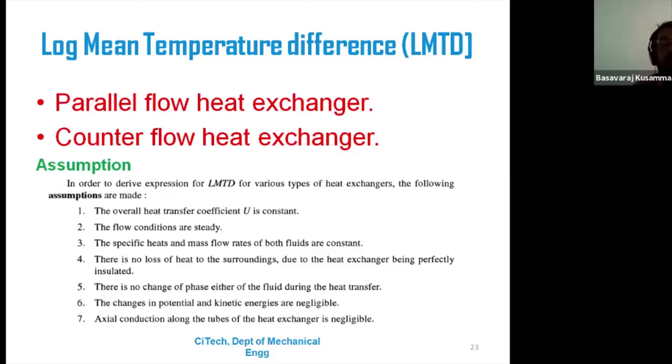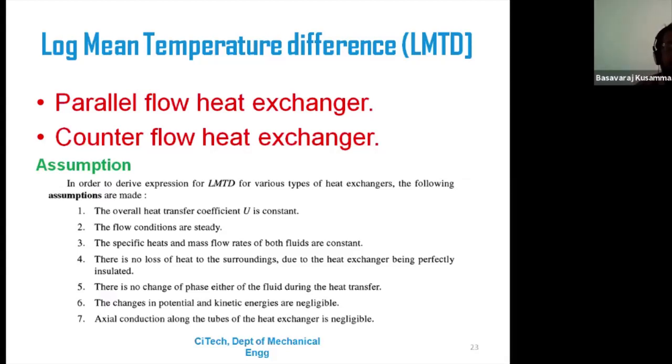So people, depending upon the marks, sometimes they ask what are the assumptions made before deriving the log mean temperature difference for the parallel and counter flow heat exchanger. So you can write, okay? If they ask for the derivation, you should write the assumptions before going to derive the LMTD method for the heat exchanger.